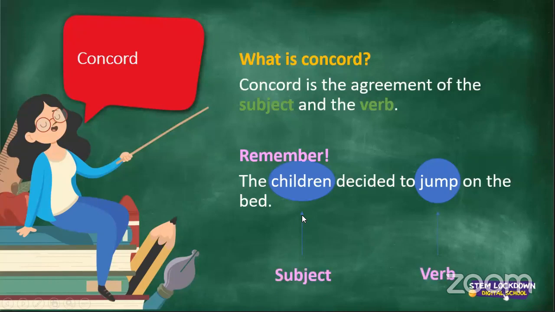Do you understand? So when you are aware of Concord, or when you want to make sure that your subject and verb agree, you need to make sure that your subject and your verb both make sense in your sentence. Are we together?